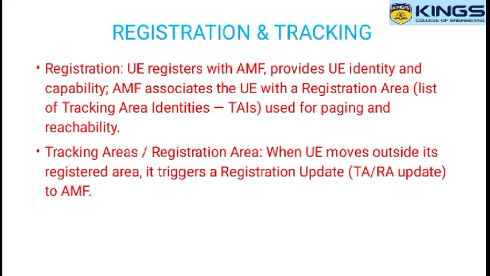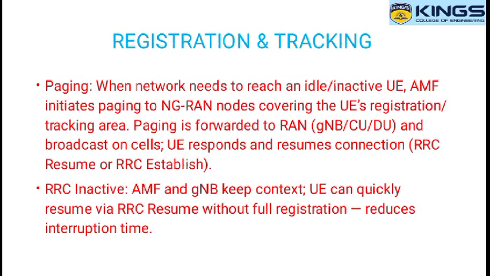For tracking areas or registration areas, when the UE moves outside its registered area, it triggers a registration update to the AMF. When the network needs to reach an idle or inactive UE, the AMF initiates paging to the NG-RAN nodes covering the UE's registration or tracking area. The paging is forwarded to the RAN and broadcast on cells. The UE responds and resumes the connection.